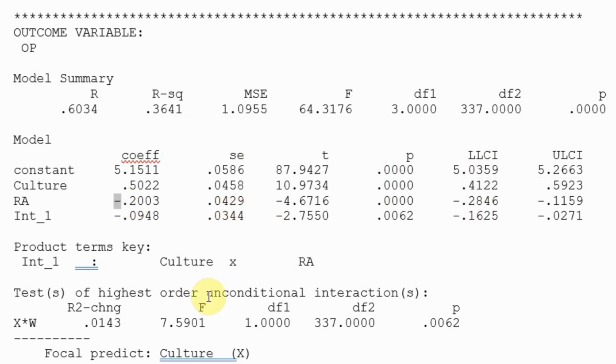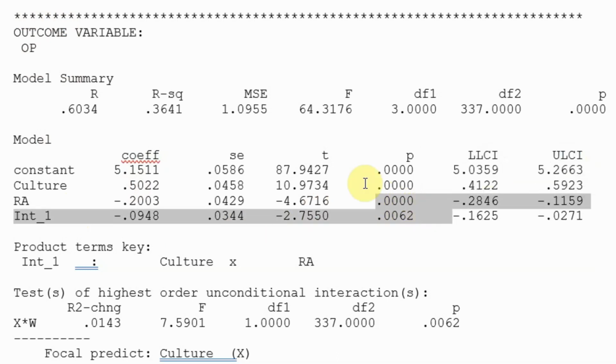What is this? Negative sign. And this is your moderator. So the moderator itself has a negative impact on organizational performance. That is, when you increase role ambiguity, it decreases the organizational performance. Is it significant? Yes, it is significant.